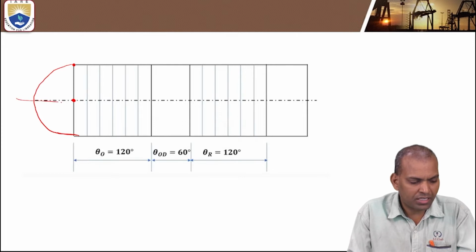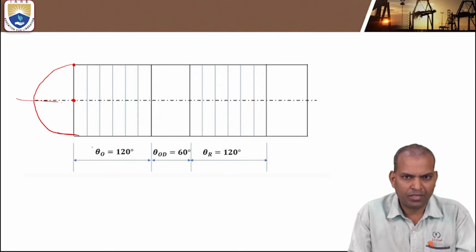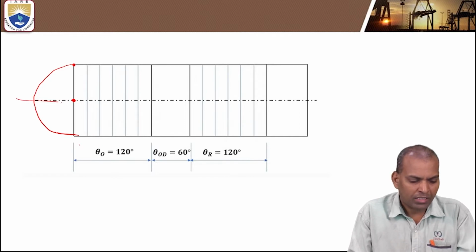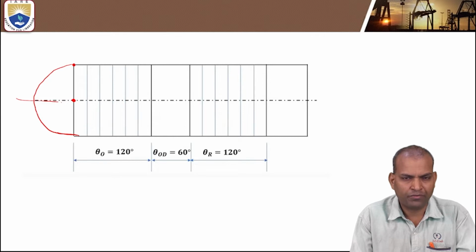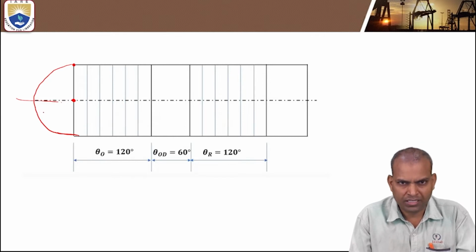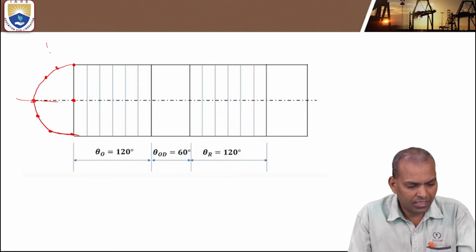Divide this semicircle into an equal, even number of parts, the same number as for the outstroke and return strokes. The outstroke is divided into 6 parts, so this semicircle should be divided into 6 equal parts. So 180 divided by 6, how much does it become? 30 degrees each. Equal parts, 30, 30 again. Draw radial lines passing through these.